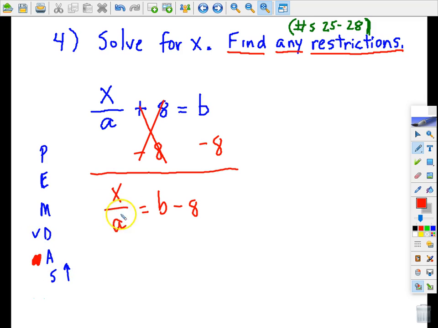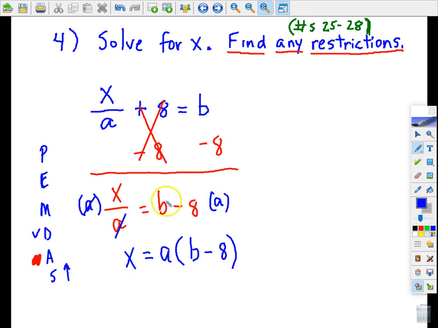Now let's undo dividing by a. And the way we undo, or the inverse of dividing by a, is multiplying by a. Okay, that would cancel these. And we're left with, remember though, this a is being multiplied by the entire side. And I can show that in one of 2 ways. Either is correct. This shows a being multiplied by the whole side. And that would be okay if you left your answer like this. And it would also be okay if you went ahead and did the distributive property. So I will accept either one of these as an acceptable answer.